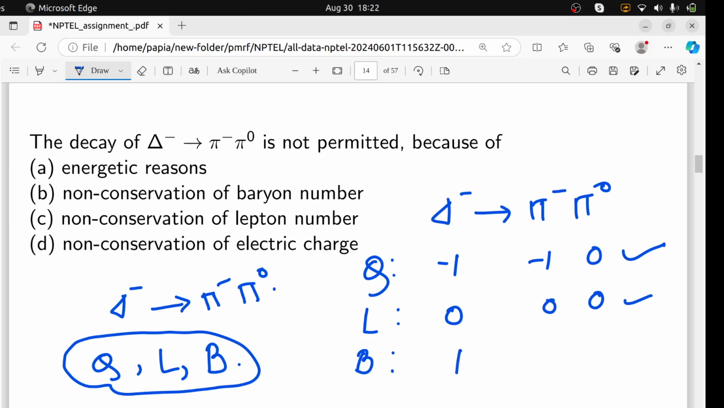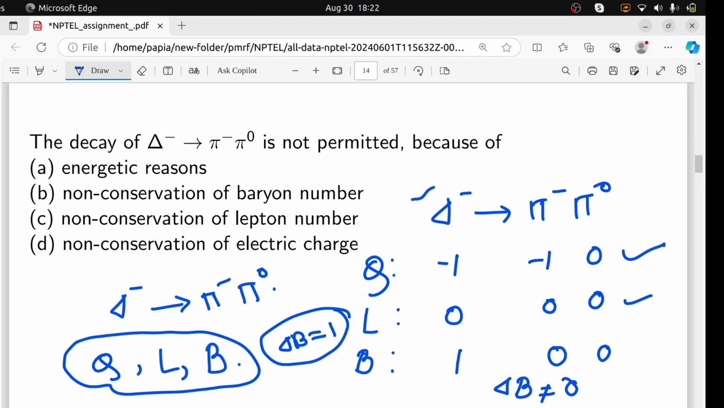Now coming to baryon number. Delta minus is a baryon, right? So delta minus has baryon number 1. Pi is not a baryon, it is a meson. So it will be 0, it will be 0. Now you can see that our delta B is not equal to 0. That means our delta B is equal to 1, which tells us that baryon number is violated in that nuclear reaction. So if the baryon number is violated, obviously it is not going to happen. So the decay is not permitted because of non-conservation of baryon number.